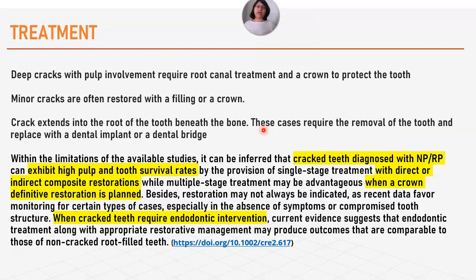If it's a deep crack with pulp involvement, then definitely you need a root canal treatment and a crown to protect the tooth. Now, how do you know there's pulpal involvement? It's very easy. The patient is complaining of acute pain to cold, to sweets. You know that it's probably gone into dentine. So yes, these deep cracks would require root canal treatment and a crown to protect them.